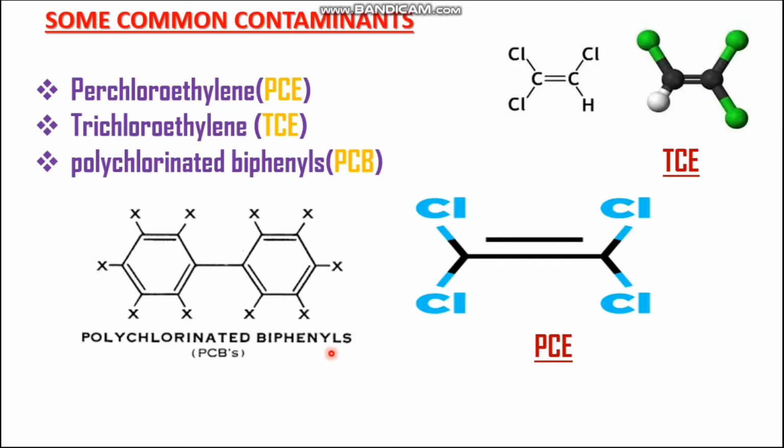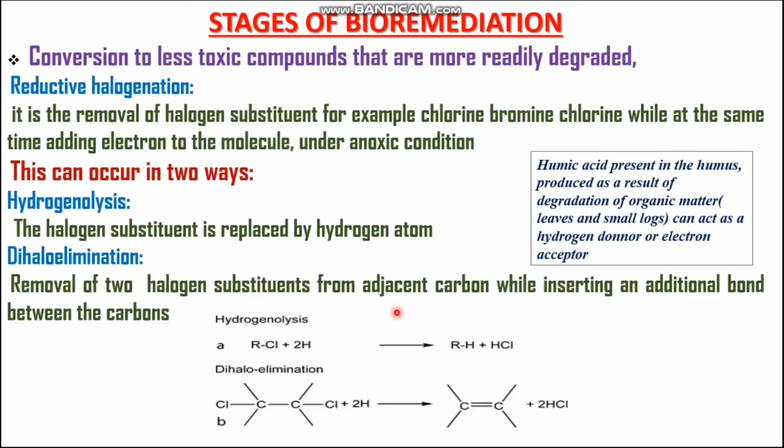So here we have the names of some common and important contaminants. These are organic solvents which are mostly found in industrial effluents. The first is perchloroethylene, the second is trichloroethylene, and the third is polychlorinated biphenyls. You can see the structures of the chemical compounds on the screen. These are the important contaminants which will be addressed with the help of the bioremediation process.